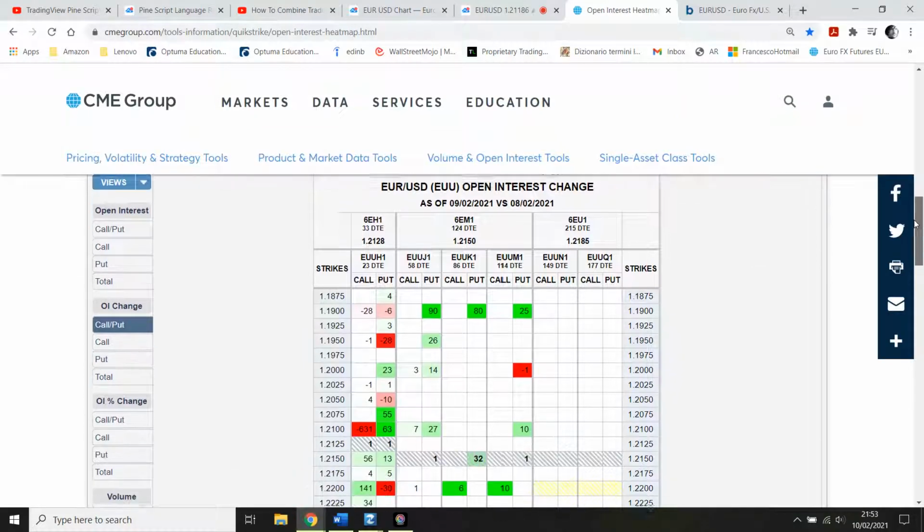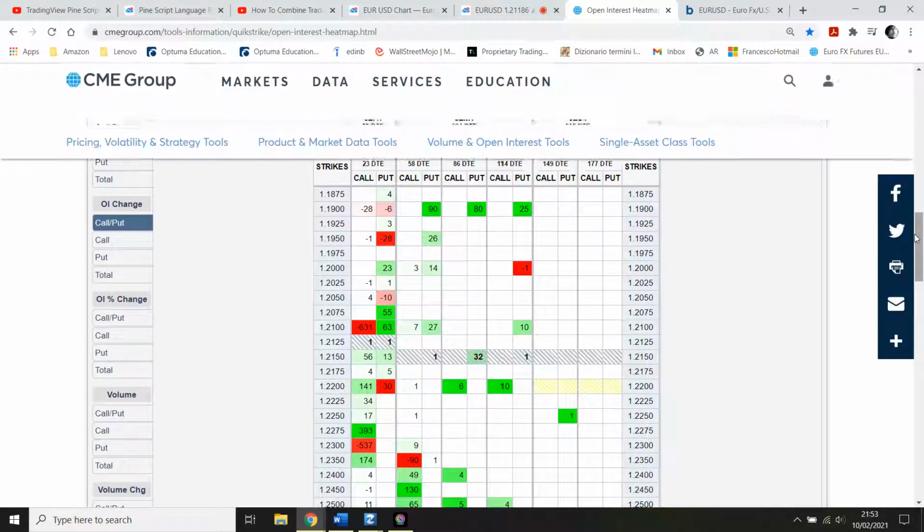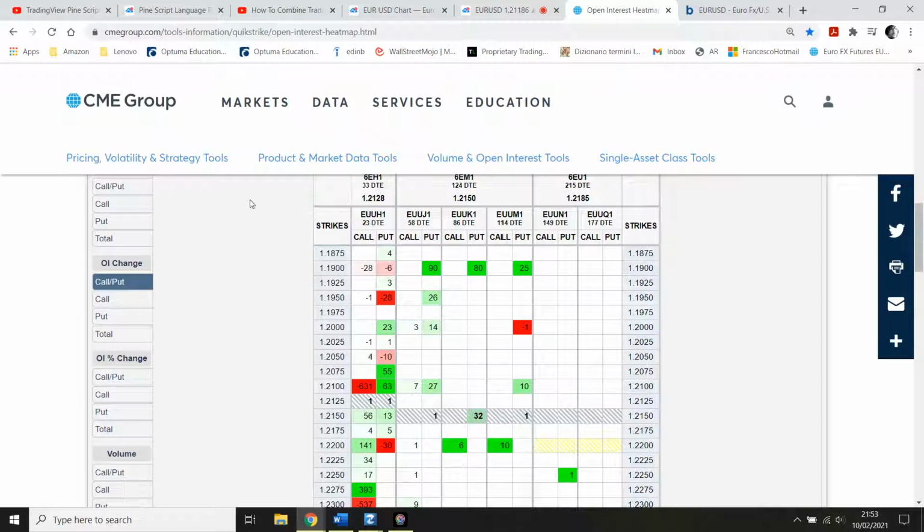What I would say is, if you look at the open interest call and put change, because that gives you the relative change as opposed to the actual numbers, you're looking at how the change has been from the previous day, usually. That gives you a sense of the positioning that buyers or sellers of options have put themselves in.